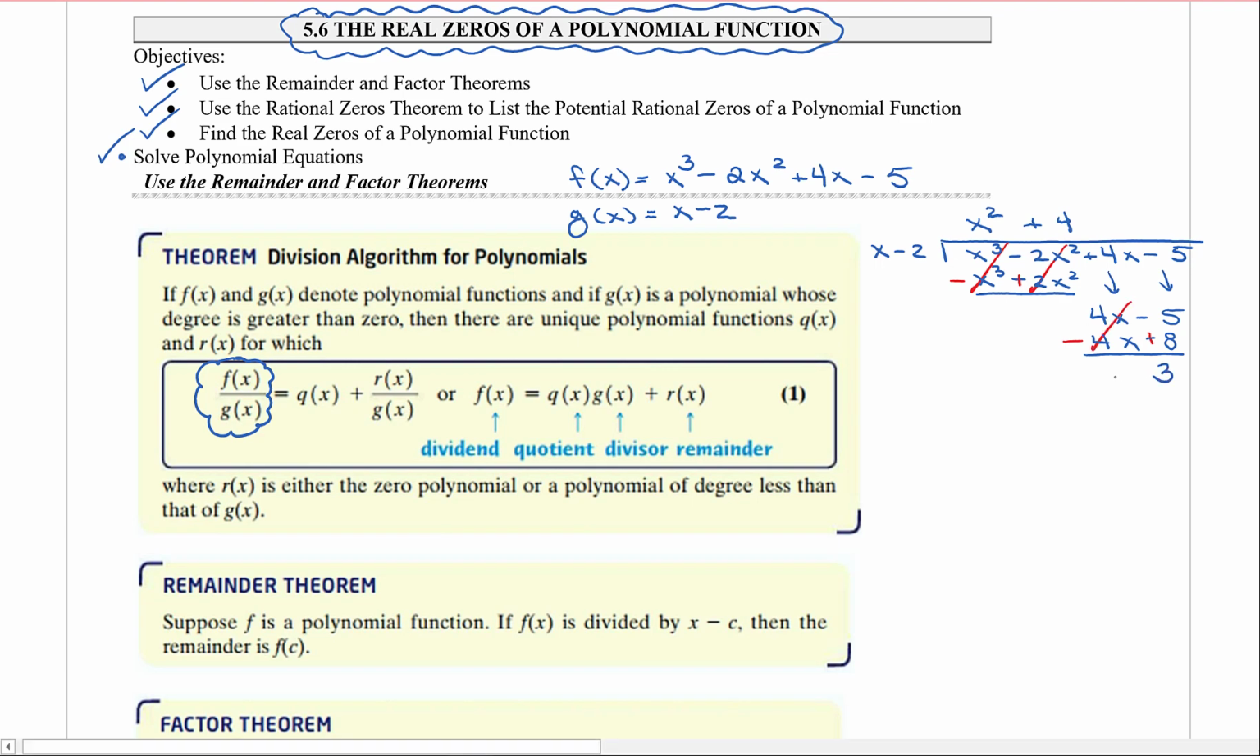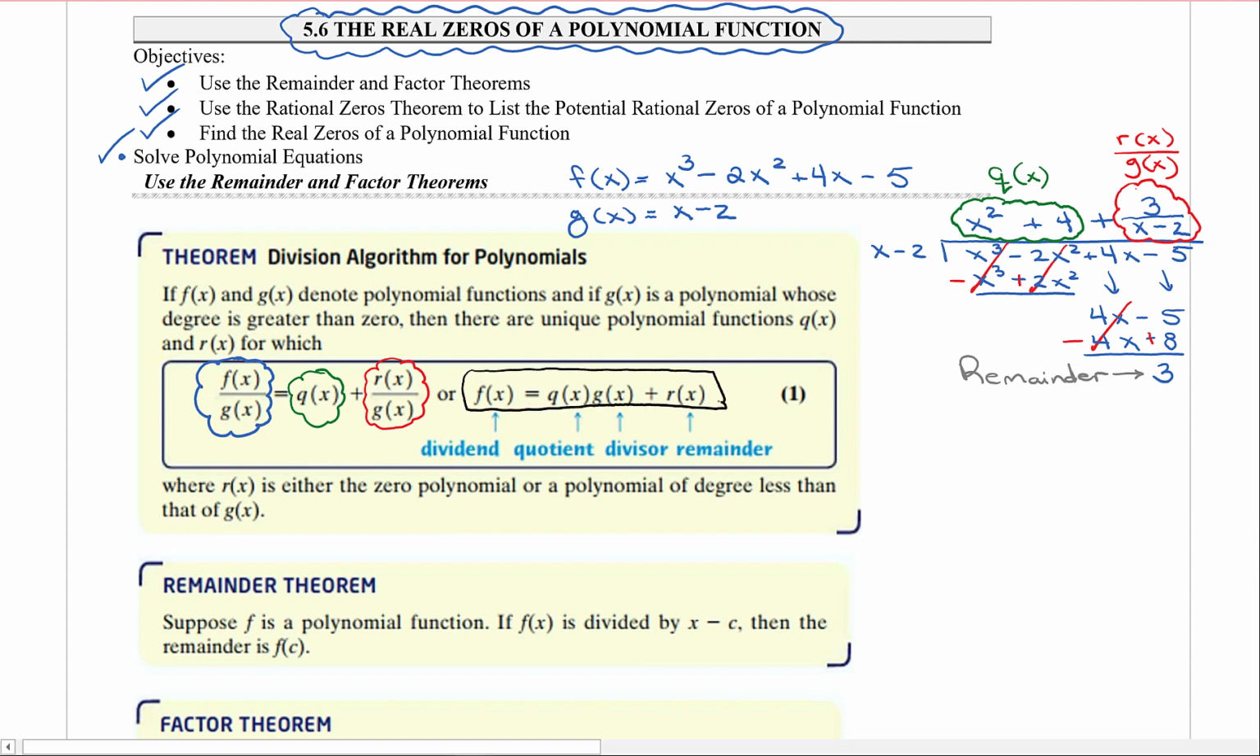If you look at this polynomial division, my remainder ended up being the number 3. Since I have a remainder, I'm going to write that remainder over the divisor, so plus 3 over x minus 2. So the x squared plus 4, that's the q of x part. That's our quotient. The 3 over x minus 2, that's our r of x over our g of x. I think that makes a lot more sense.